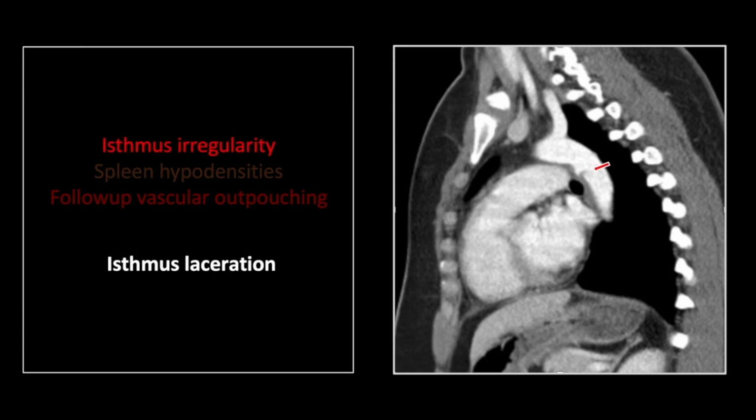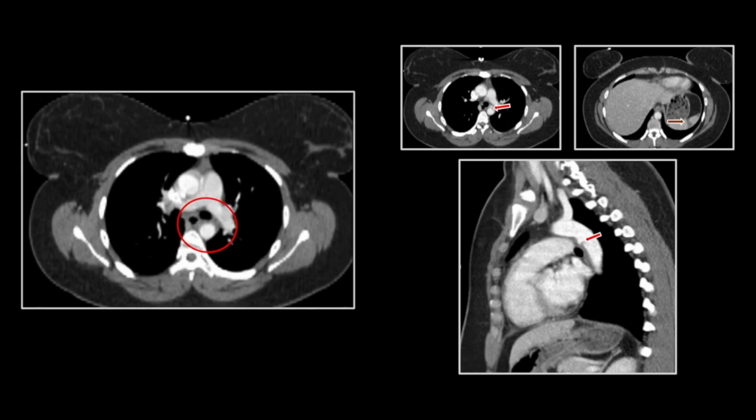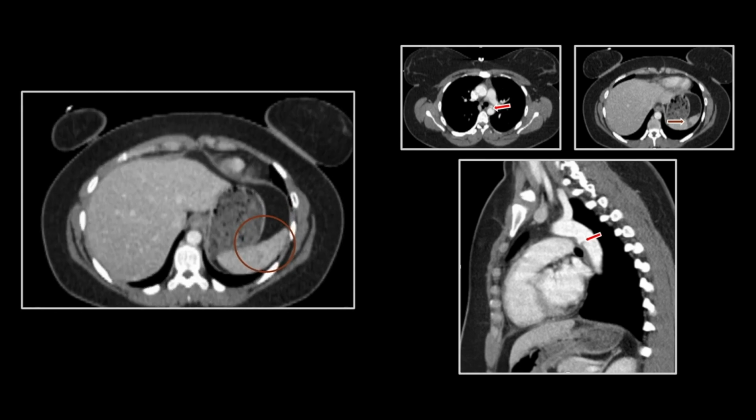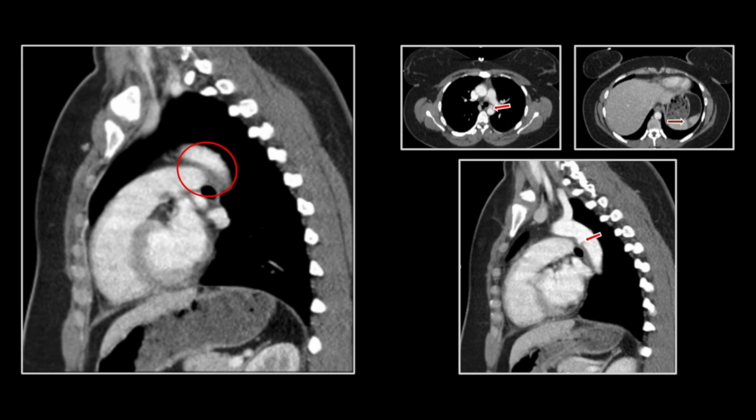On the sagittal, we see the telltale intimal flap of an aortic laceration, and anterior to it, a small outpouching of contrast representing a pseudoaneurysm bound by adventitia. There is the abnormal contour of the aorta. Here in the abdomen, the splenic hypodensities. And on the sagittal, the intimal flap.